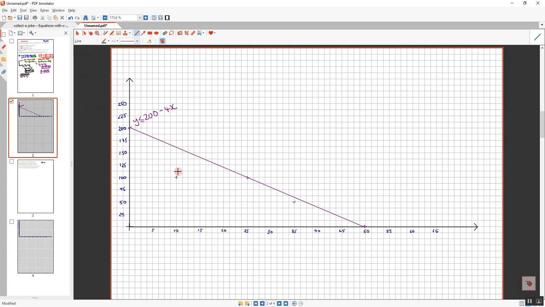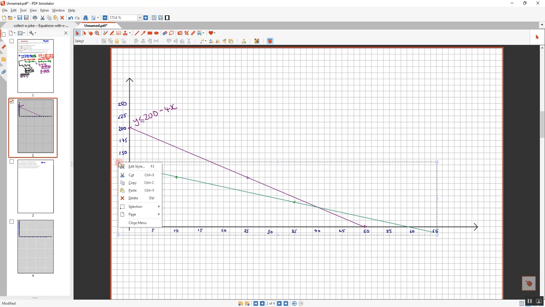Be as accurate as possible. Let me just extend this if we want to go the whole way out. So we should get something like that, okay? Now, the more accurate they are, the easier this will be.